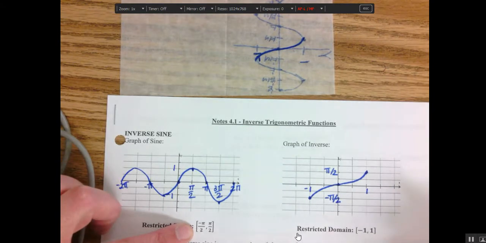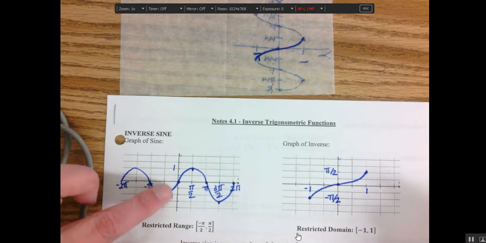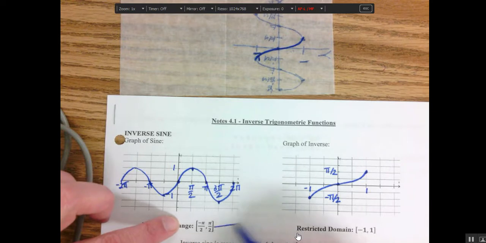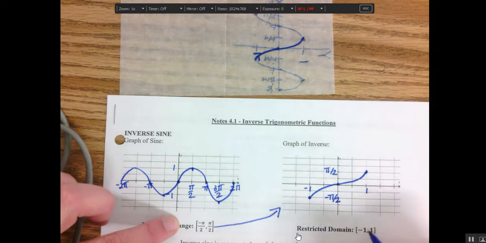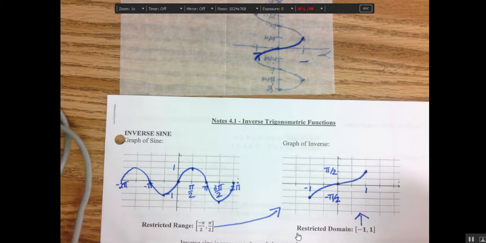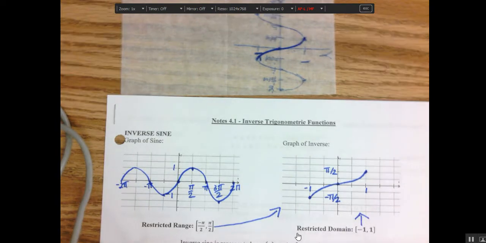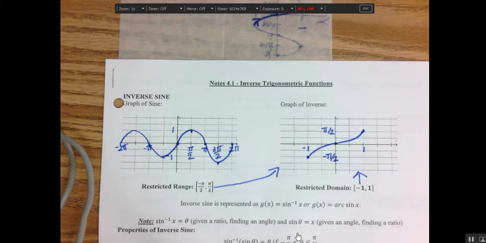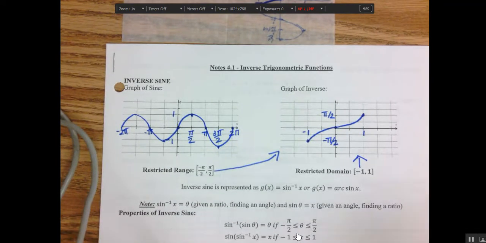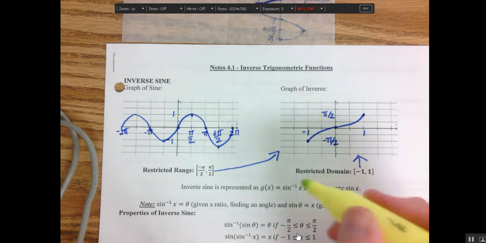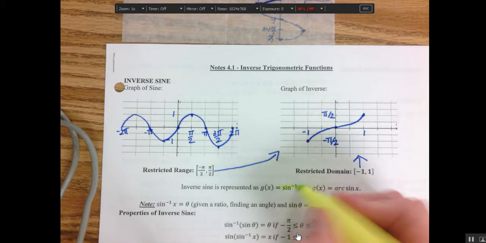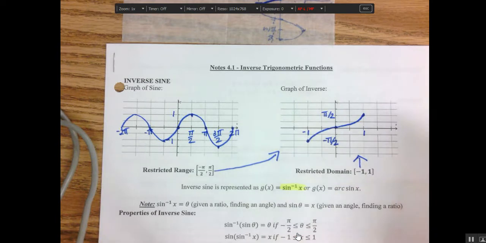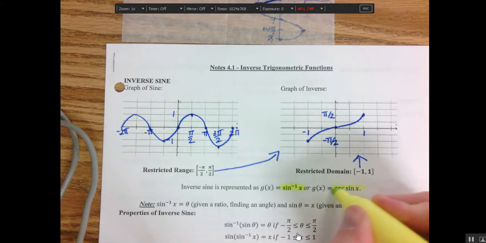Restricted range, negative pi over 2 to pi over 2. It looks like it's talking about this graph, but if you look carefully, this is really talking about this graph. And the restricted domain is also talking about this graph. Now I want you to notice that there are two ways to say inverse sine. You can write sine with a -1, which looks like it's a -1 power, but it's not. That's read inverse sine. And this one means exactly the same thing as inverse sine, but you read it as arc sine.